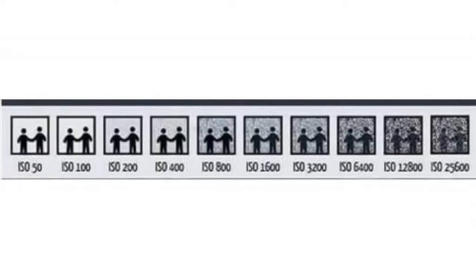Now we're going to take a look at this picture. We have ISO 50, ISO 100, ISO 200, ISO 400, to ISO 25,600. Now look at ISO 50. We have the picture bright, looking good, with no noise. As you can see, at ISO 800 we're having some noise on the picture. ISO 1600, more noise. ISO 3200, more noise. Now take a good look at ISO 25,600.